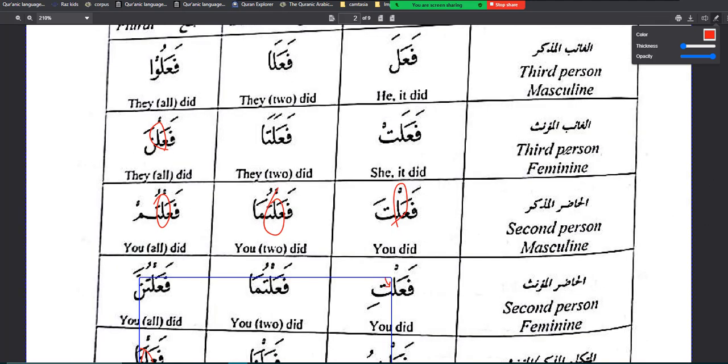Third person feminine singular, fa'alat, okay, and a sukoon or fatha or dhamma or kasra are placed over the last letter ta of singular, right? Fa'alta, fa'altuma, fa'altum, right? Like fa'alat, the ta was having a sukoon. Fa'alata, fa'alna, right? So ta is having a sukoon or a fatha or a dhamma or a kasra, right?